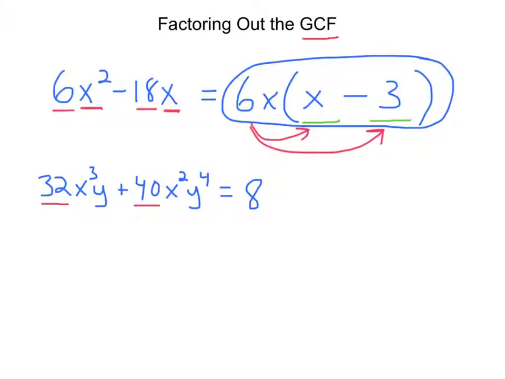Then we'll look at the variables. Now, for the x's, we have an x cubed and an x squared. Now, we just got done talking about that we'd always have to use the smaller exponent for the GCF. So it would be x squared. And then for the y's, we have y to the first and y to the fourth. So the smaller exponent is y to the first. So 8x squared y would be the GCF. And that's what would go in front of our set of parentheses.